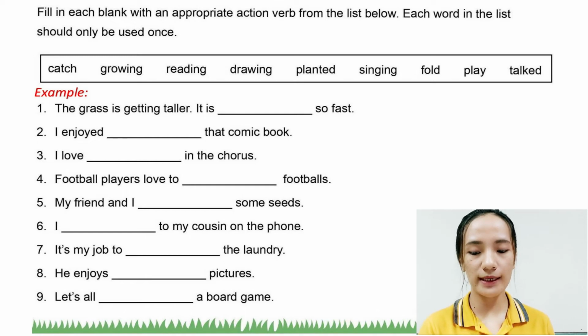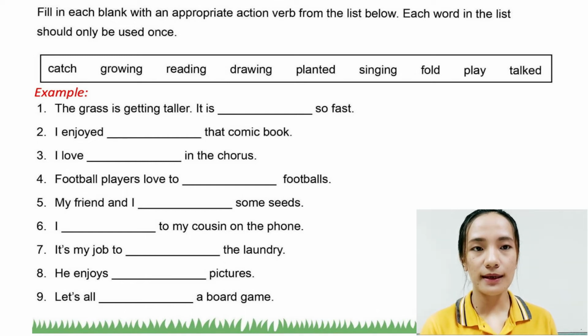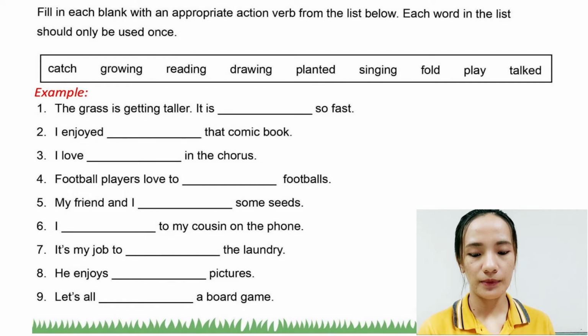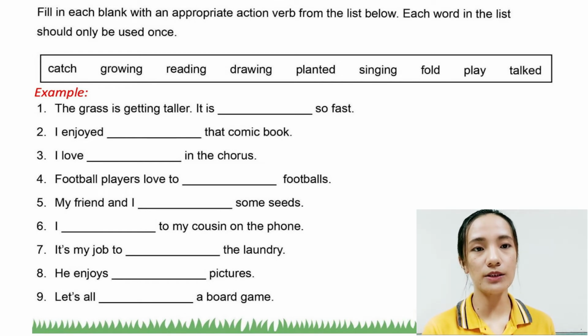Now, for number 1 example, the grass is getting taller. It is blank so fast. It said here that the grass is getting taller. So what should be the correct answer? The word is growing. Okay, now let's read the sentence again with the answer. The grass is getting taller. It is growing so fast.